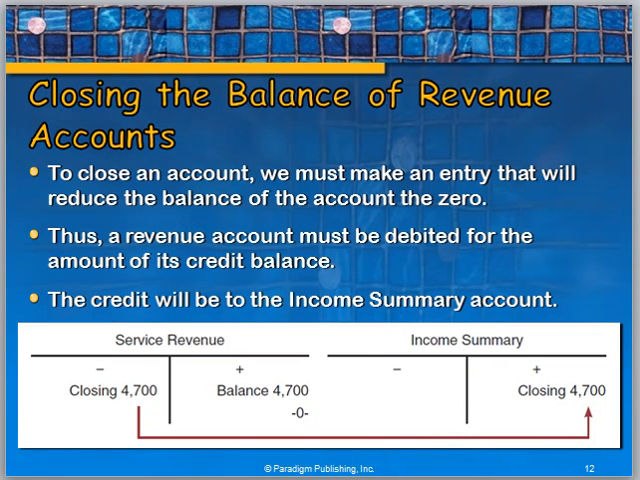So to close the balance of the revenue account, you have to make an entry that reduces the balance of the account to zero. So a revenue account has to be debited for the amount of its credit balance. And here in this service revenue account, you see we had a $4,700 balance. We debited it for $4,700 and brought the balance to zero. And because we debited that balance in the service revenue account, and for every debit there's a credit, we're then going to credit income summary. So we're doing the opposite, right?